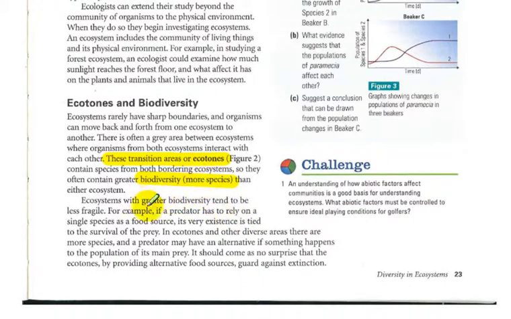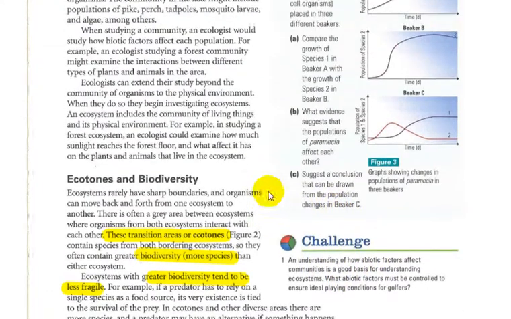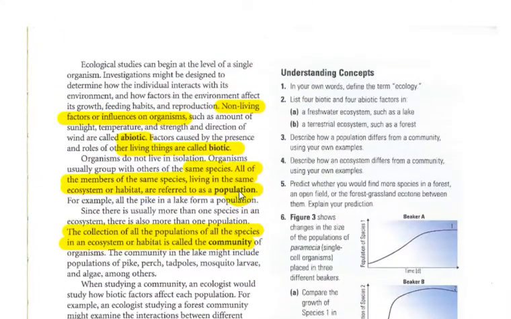Ecosystems with greater biodiversity are less fragile. For example, if a predator has to rely on a single food species, if that single food species died out, that predator would die, of course. So a predator relies on many prey. So the more prey there are, the more that whole system will remain intact. Okay? So that's the first part there, relatively easy.